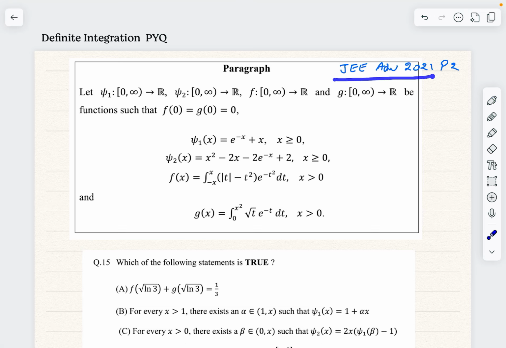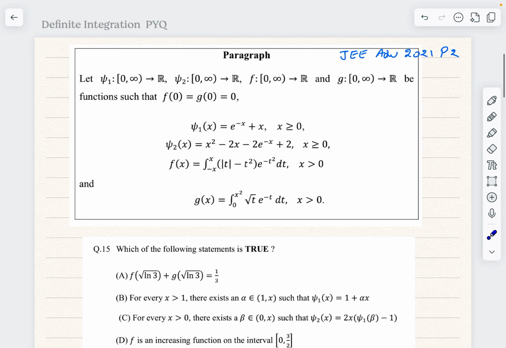Advanced 2021 paper 2 paragraph for definite integration. This problem was from definite integration. So what do we have here?